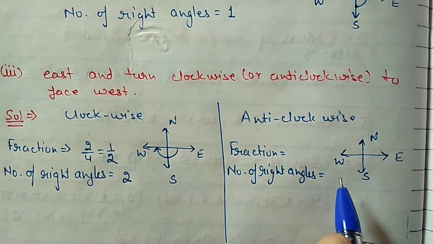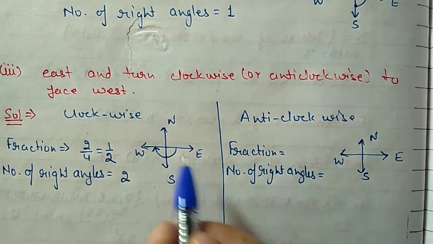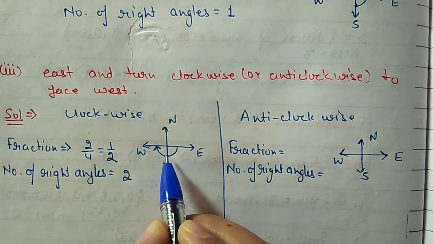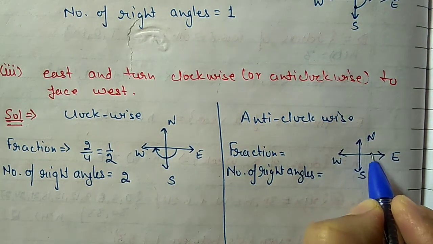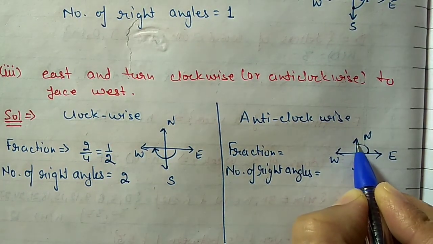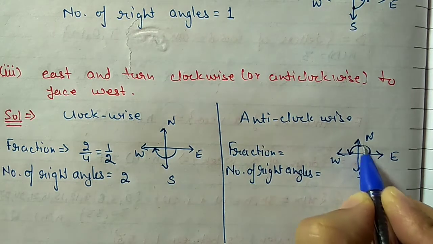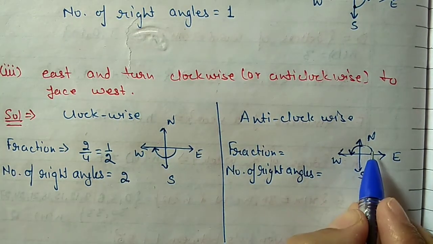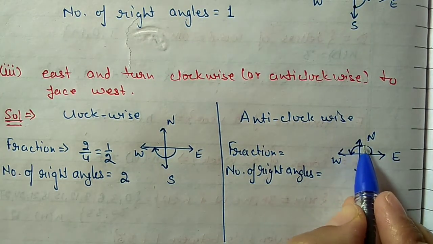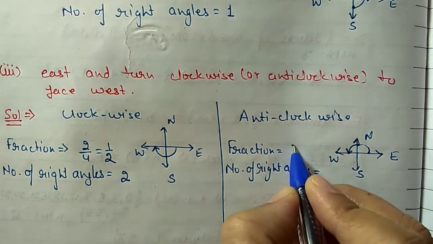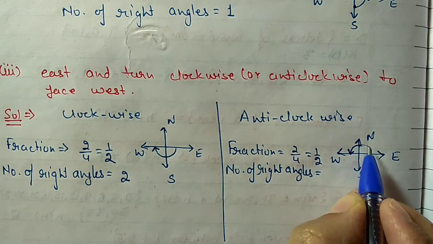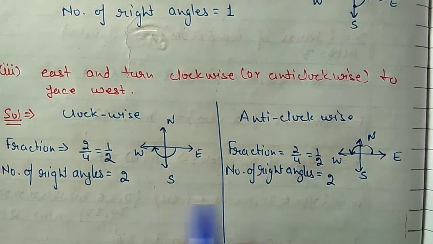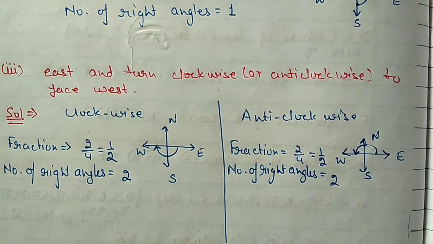Now we will do the same thing for anti-clockwise. Anti-clockwise means the moving direction will be opposite. So from east we start, then go in this direction and then in this direction we reach west. In this condition also you can see it is moving 2 directions, 2 by 4 which is equal to 1 by 2, and the number of right angles again is 2. In both cases you are getting the same answer.